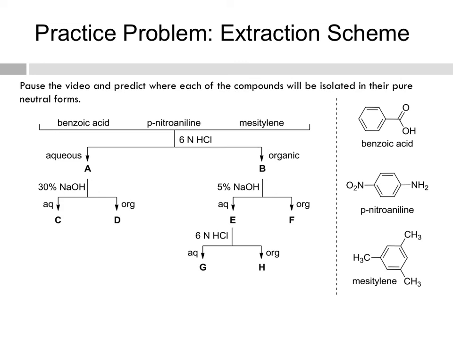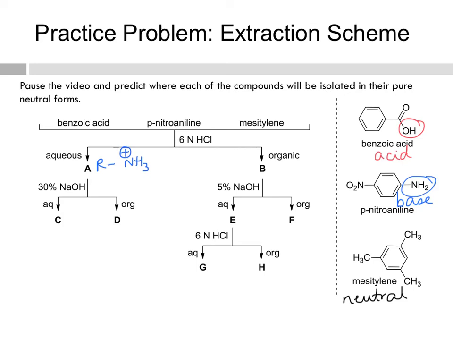The first thing to do is to analyze our compounds. We know that benzoic acid has an acidic proton. We know that p-nitroaniline has a base component, and we know that mesitylene is neutral. So if we have a mixture of these three compounds in organic solvent, and we treat it with 6 normal HCl, so this is an acid, it will react with the base in the mixture, and so this acid-base product is going to be in its ionic form, and it's going to be in layer A, and it's going to be in its protonated form.